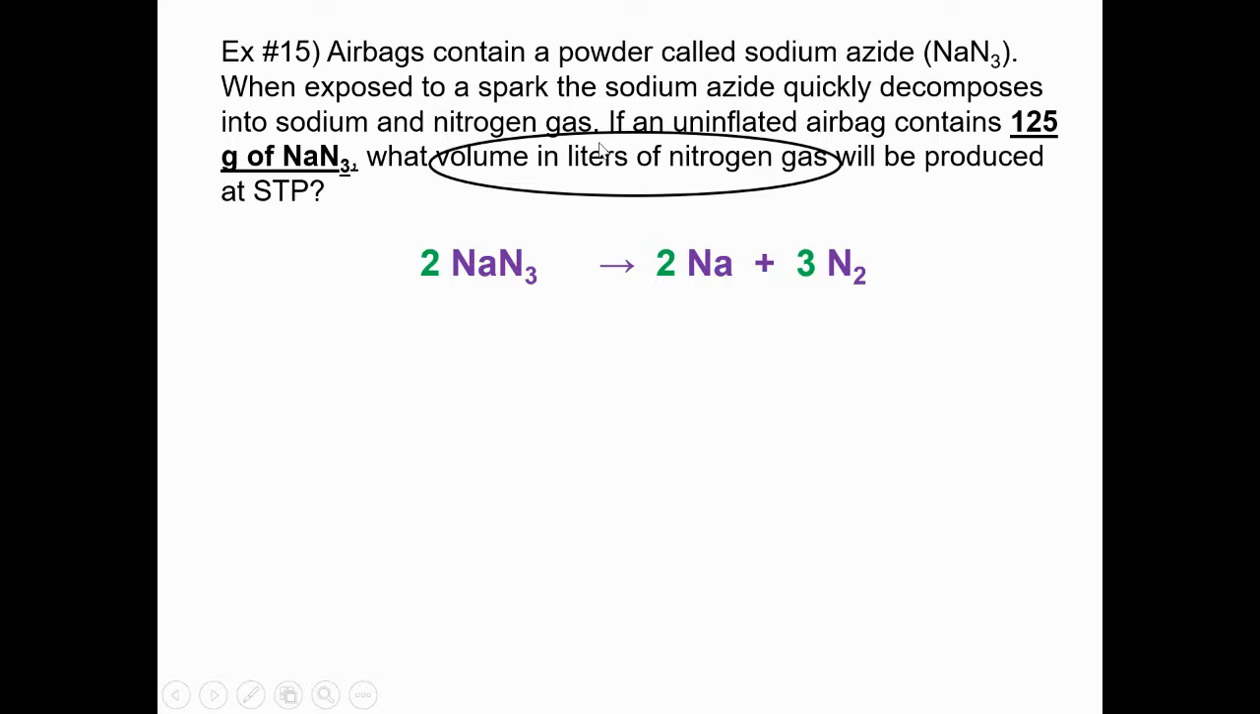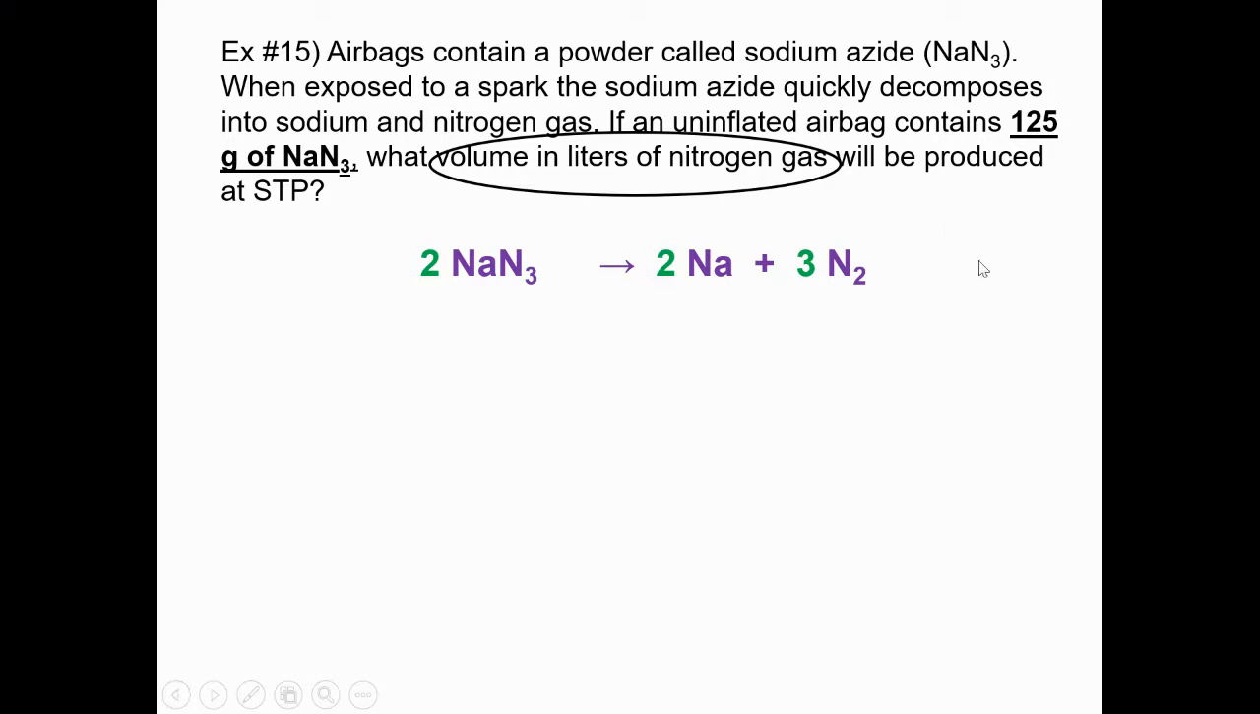So suppose I were to put 125 grams of sodium azide into that bag. When the reaction occurs, what volume of nitrogen gas will be produced? We need it to be correct because if it's too hard, you'll hit the airbag just as hard as you would the steering wheel. If it's too soft, you'll go right through the airbag and hit the steering wheel. You want just enough nitrogen in that bag to cushion you from hitting the steering wheel.